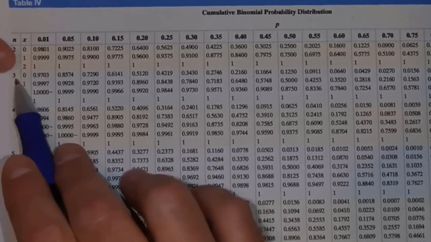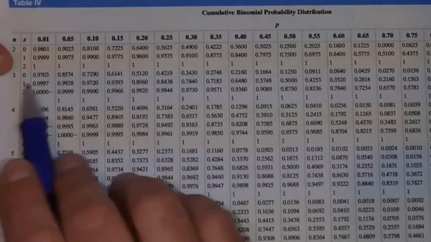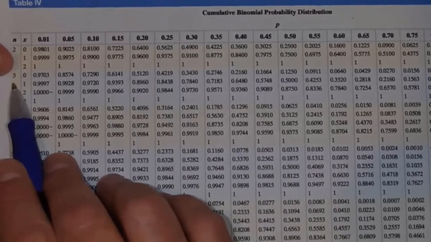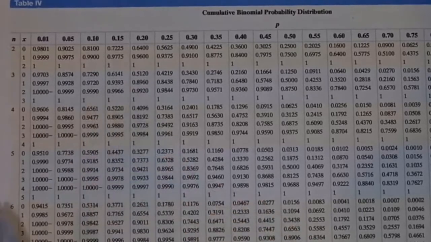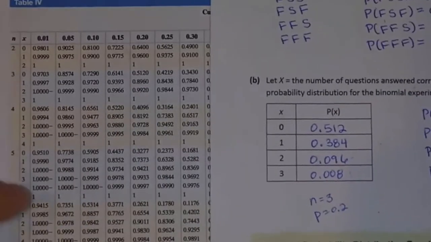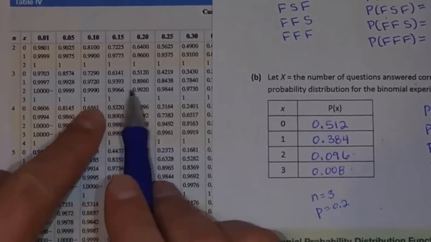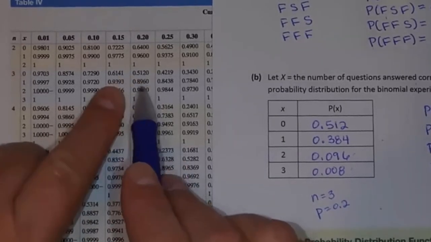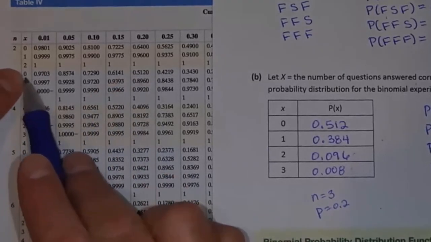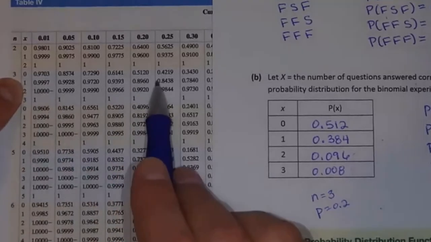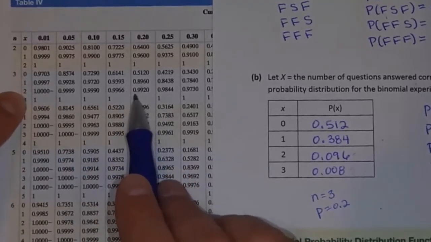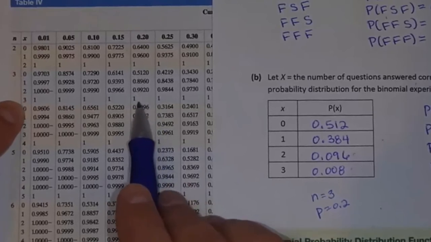So for example, for this problem right here, whenever we had 3 trials and the probability of success was 0.20, I want to explain what's happening here. Look at this table that we calculated, and I want to compare it to the cumulative. When I look at 0, that's the probability of 0 or fewer successes. When I look at 1, that's the probability of 1 or fewer successes. When I look at 2, that's 2 or fewer successes. And when I look at 3, that's 3 or fewer successes.